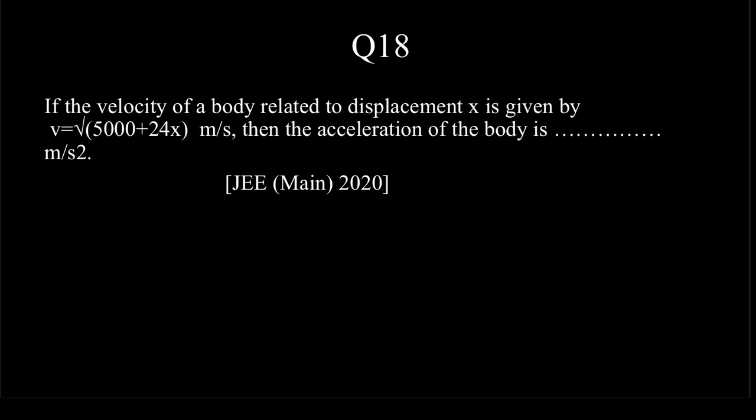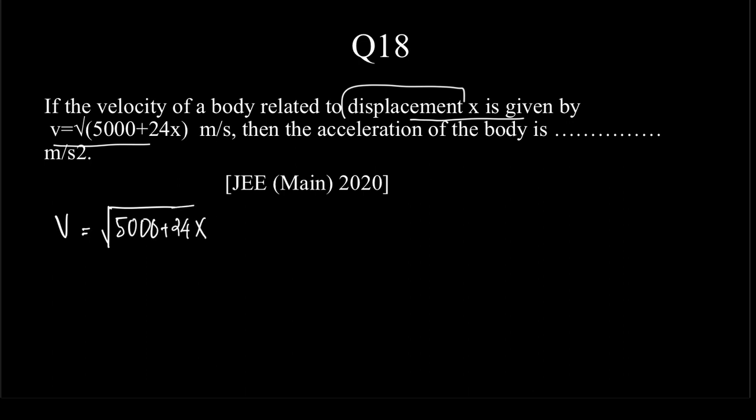If the velocity of a body related to displacement is given by v is equal to root of 5000 plus 24x, then the acceleration of the body is, okay, so what we are given is v is equal to root of 5000 plus 24x, right? So then the acceleration of the body is, what is v square equal to?